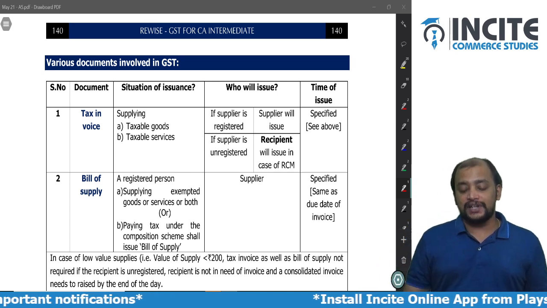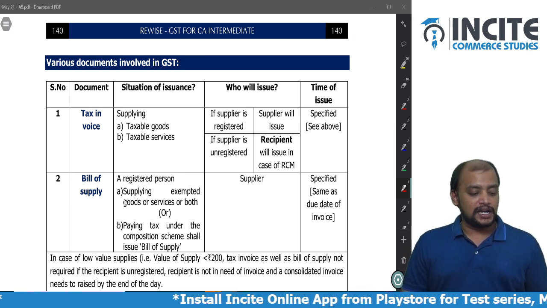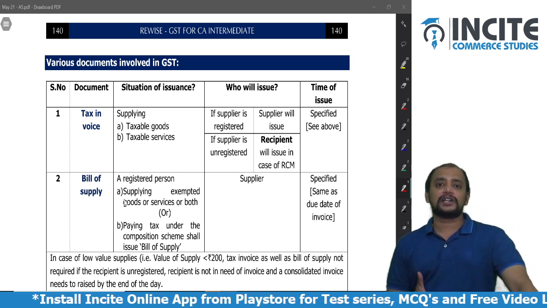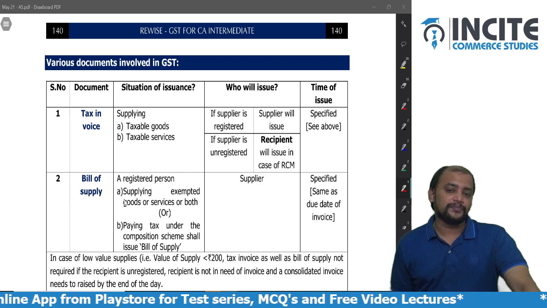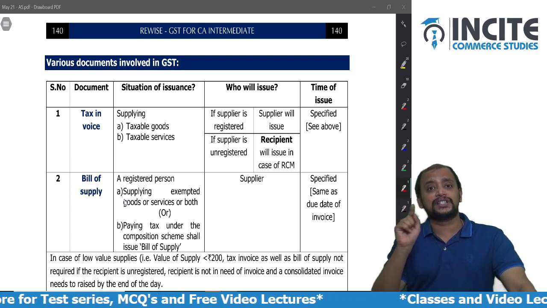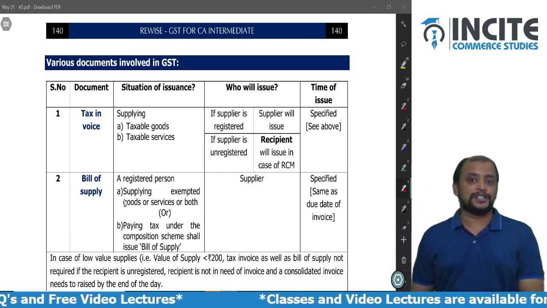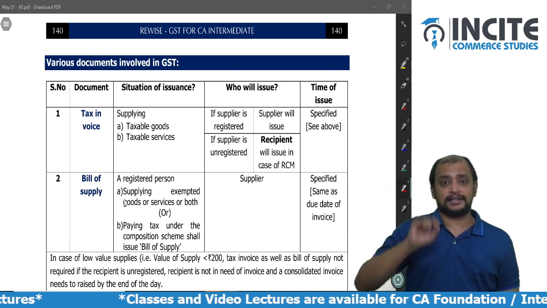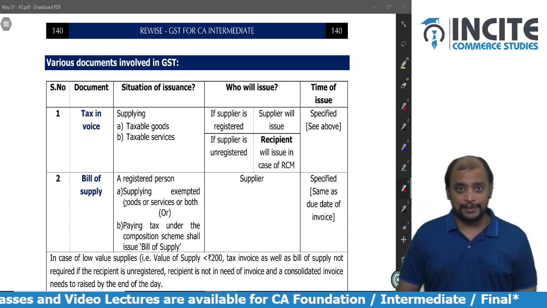So tax invoice, already we completed. When will the tax invoice be issued? A tax invoice is issued whenever a person is making supply of taxable goods or services. If the supplier is registered, the supplier will be giving the tax invoice to the recipient. Suppose the supplier is unregistered and the transaction is covered under RCM, then the recipient shall issue an invoice to the supplier. Got it? Generally, the supplier will be giving the invoice to the recipient. But if the supplier is unregistered and the transaction is covered under RCM, then the recipient will be giving the tax invoice to the supplier. What is the time limit? Already we know the time limit.